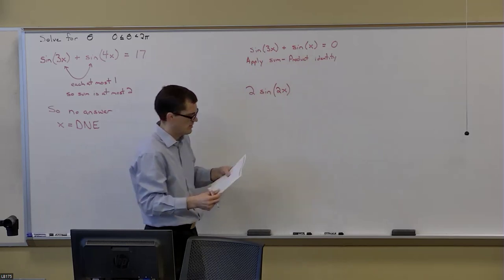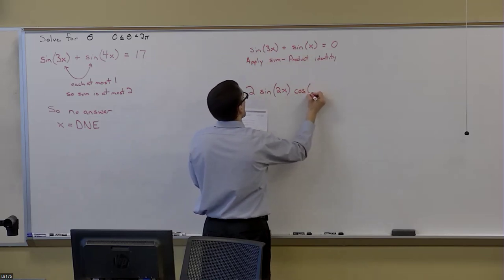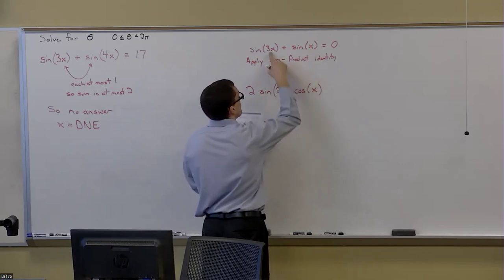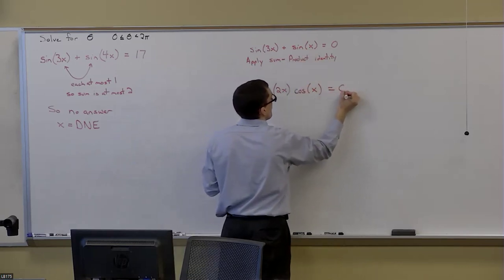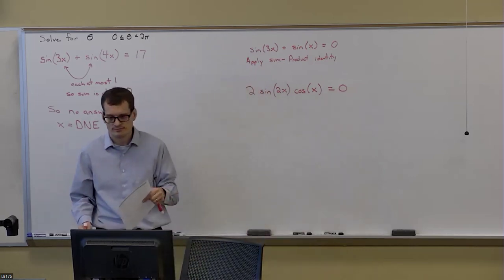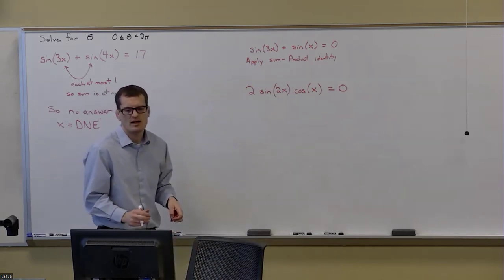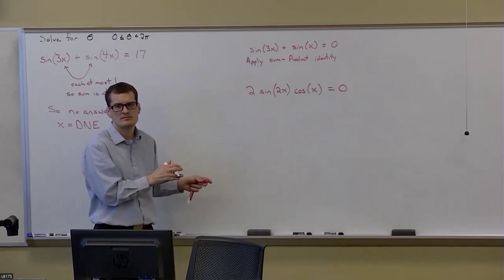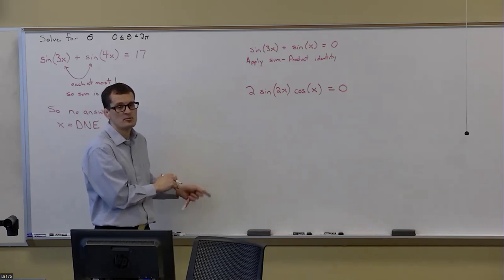And then cosine, I'd have to subtract and divide by 2. 3x minus x is 2x, divided by 2 is 1x. Everybody understand where I'm getting that identity from? Alright. That's my sum to product identity.